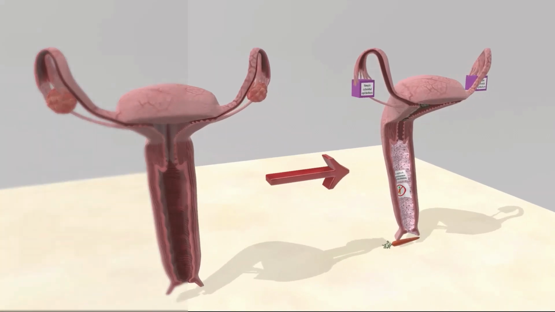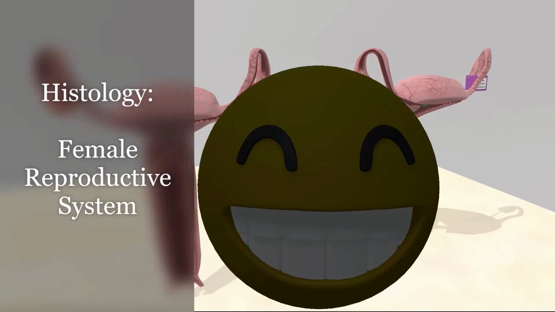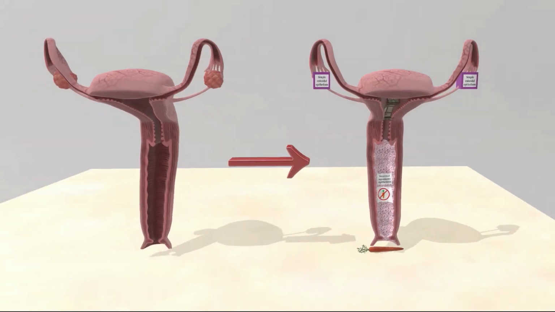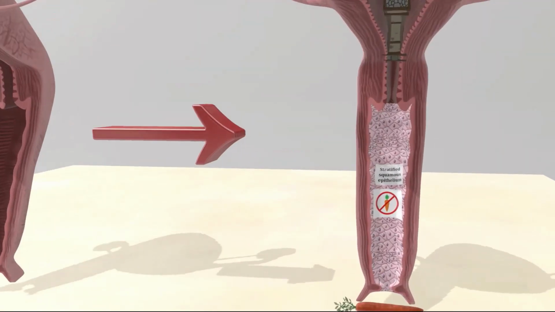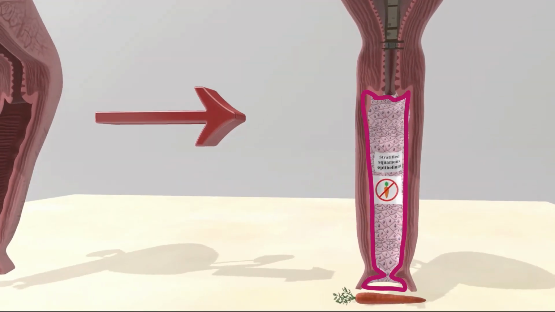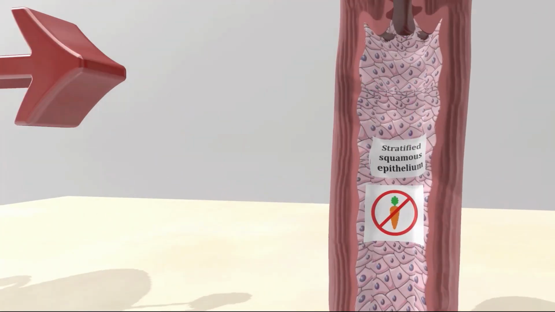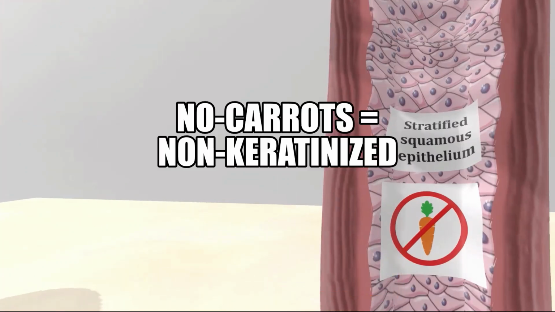All right, let's talk about the histology of the female reproductive system, and let's make it really easy. Over here we have the vagina, of course, and we see that it's lined by stratified squamous epithelium. We can take a closer look over here. It says stratified squamous epithelium. Now you may have noticed this sign over here in the vaginal lumen that says "no carrots." No carrots reminds us of non-keratinized, as the vaginal lumen is lined by non-keratinized stratified squamous epithelium.